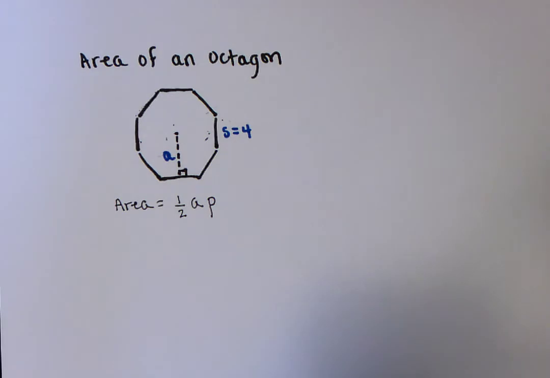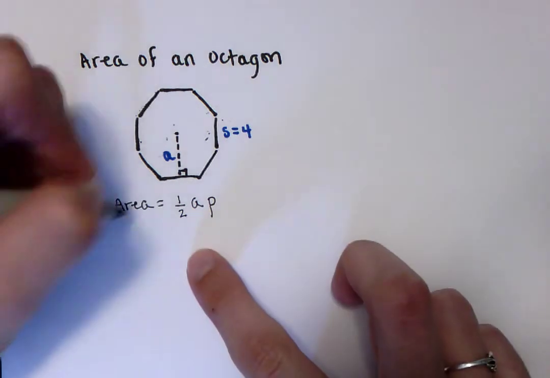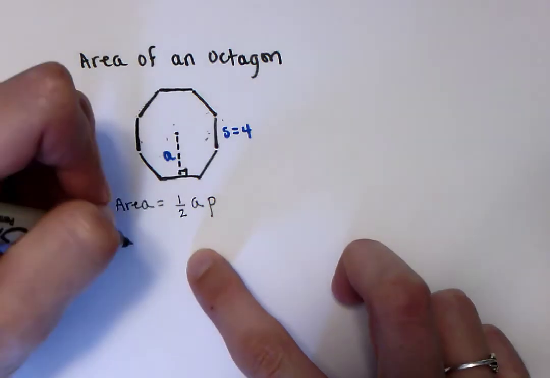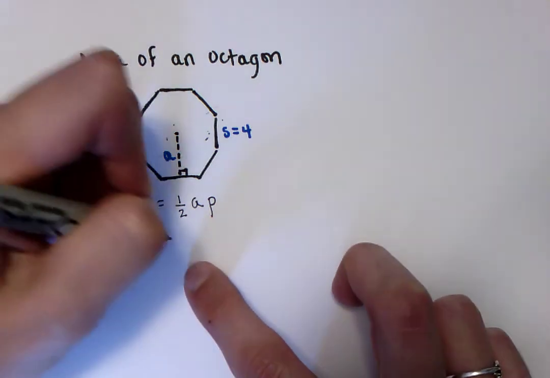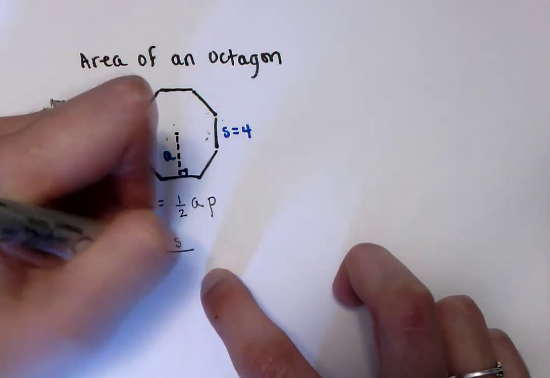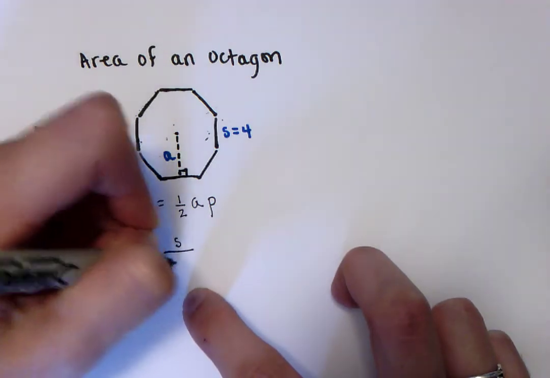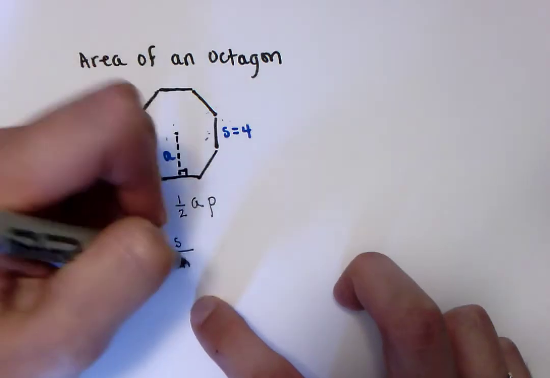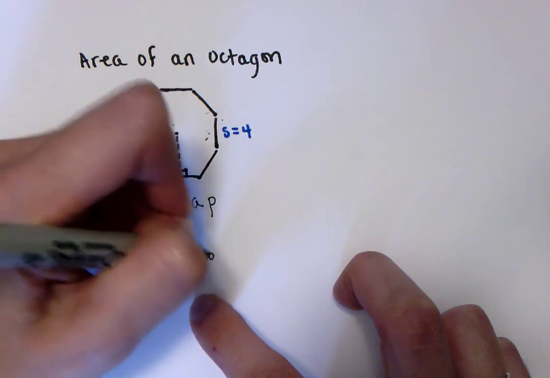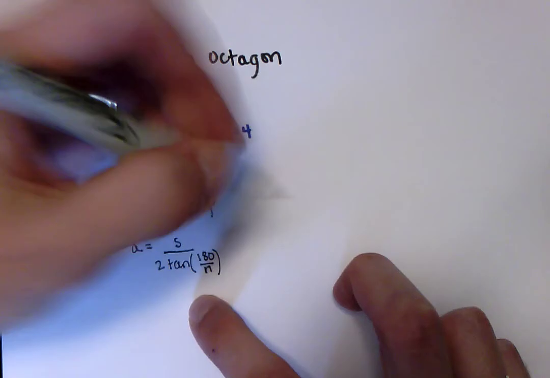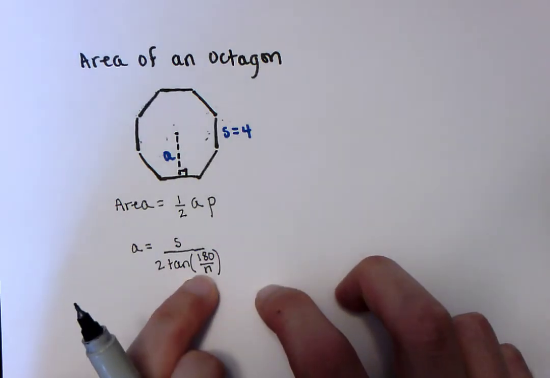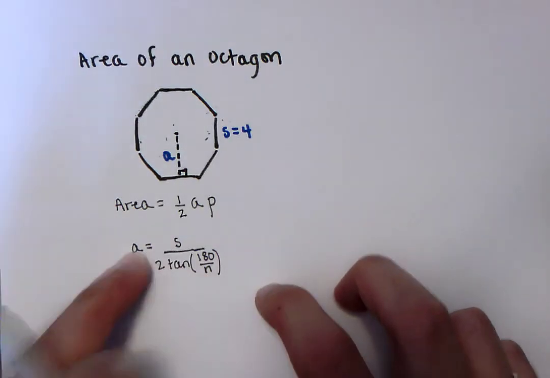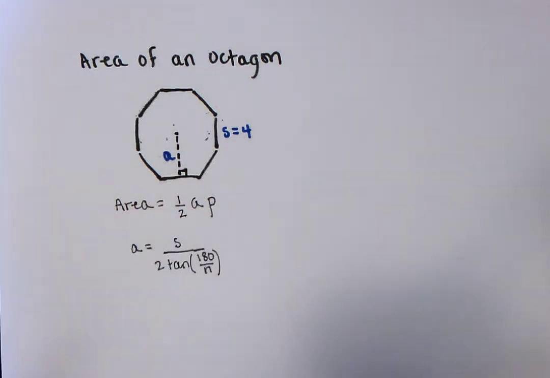We're going to have to find a few things here. One thing to note is that I gave you the apothem as the side length divided by 2 tangent of 180 over n, and n represents your number of sides. Again, S is the side length, A is apothem, and P is perimeter. So we're going to start finding some of these.